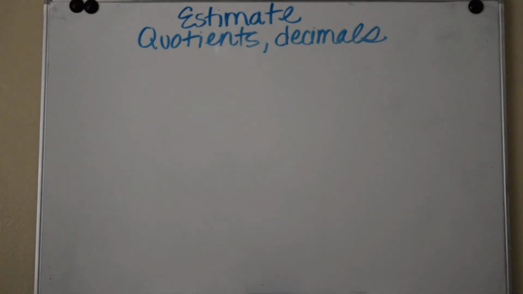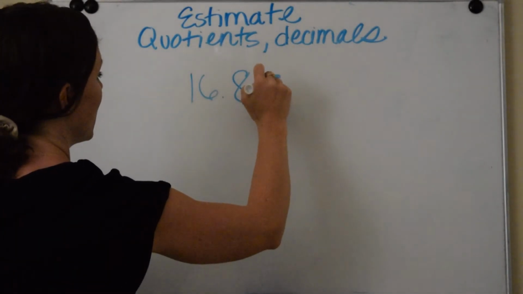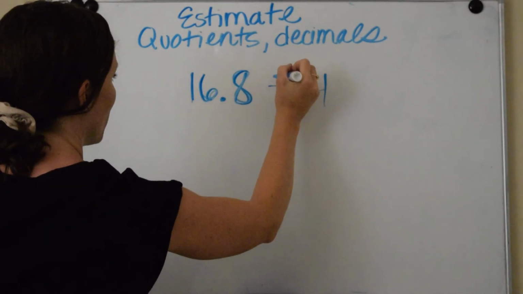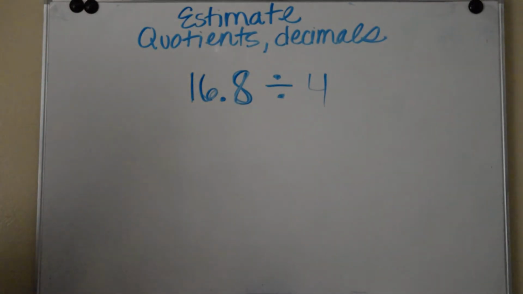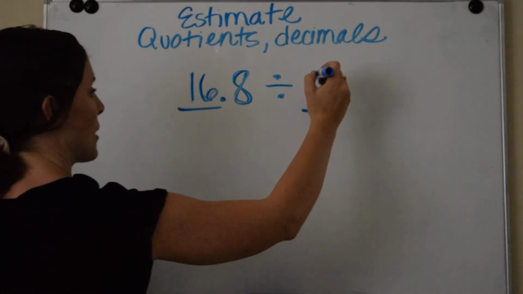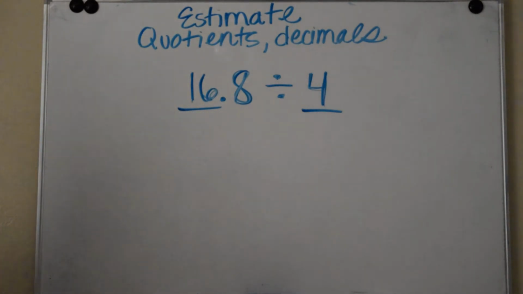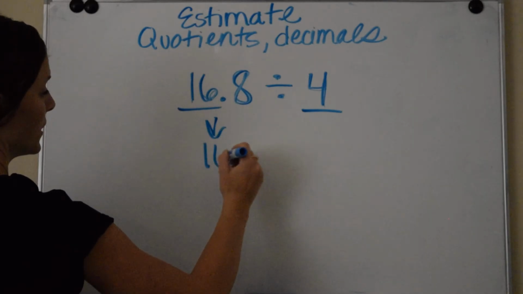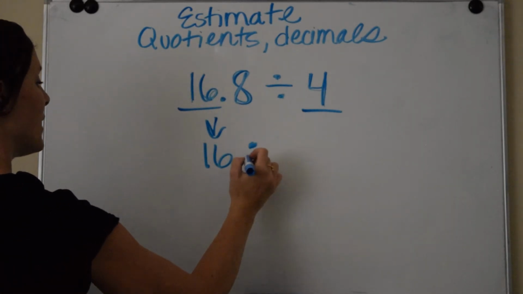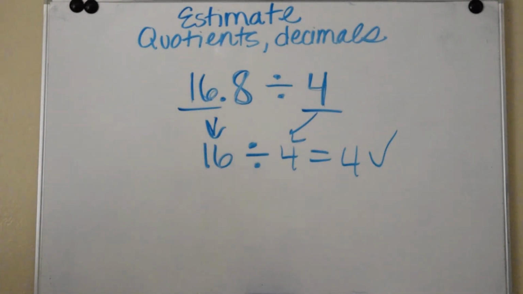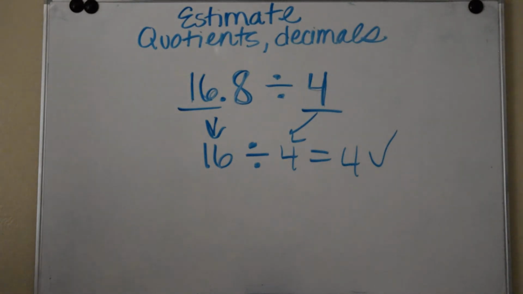Let's say we have 16 and 8/10 divided by 4. Now I like this example because what if we don't have to completely change this part? What if we just get rid of the decimal part of it? Isn't 16 and 4 already compatible? Yes, 16 and 4, that's a fact family because 4 times 4 is 16. So I'm just going to change this to a whole 16 and get rid of the 0.8. And then 16 divided by 4 is 4. And that's it, folks. So be sure that you know your fact families.